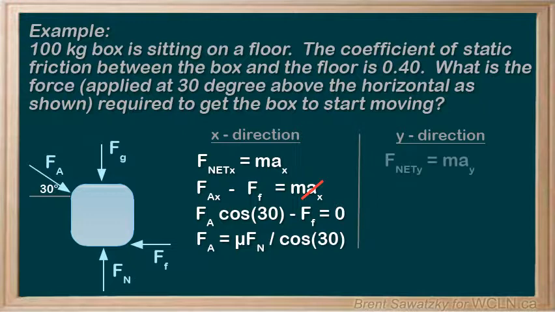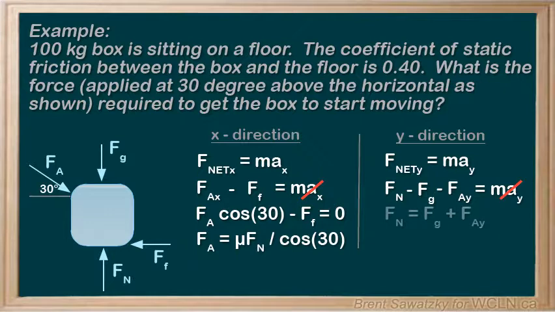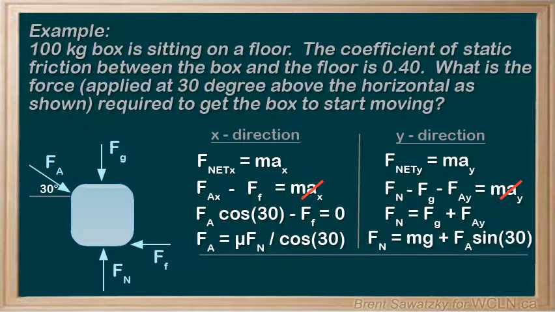In the y direction, Fnet y equals may. Our forces in the y direction include Fn going up, or positive, Fg going down, or negative, and the y component of Fa, or Fay, is also going down, or negative. On the right side of the equation, we know that ay is 0, as there's no vertical movement or acceleration. So we can rearrange to see that Fn equals Fg plus Fay, and we can rearrange and solve for Fn. And then we can add some detail to that.